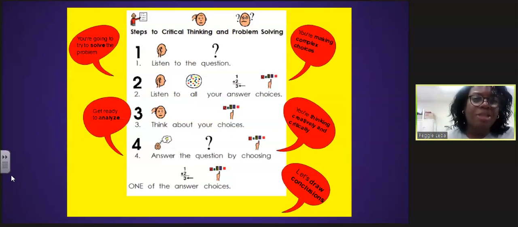Third, we wanna think about your choices. You wanna think, say, is this the best choice for the question? So you might wanna do some critical thinking. Number four, answer the question by choosing one of the answer choices, okay? You can only choose one, you can't choose two, only one, because one is the logic of the correct answer to that question. Next.